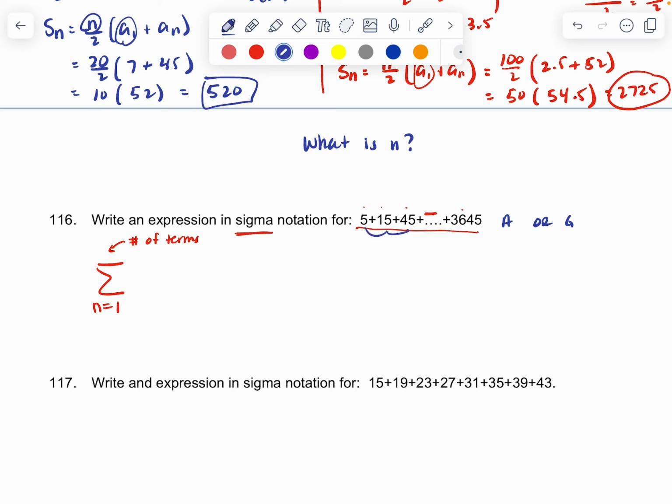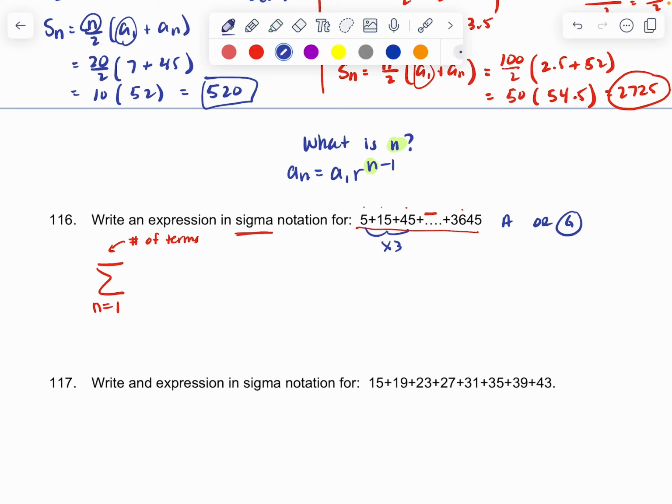Well, to go from term to term, it looks like I'm multiplying by 3. That means I'm geometric. So the a sub n formula for a geometric sequence is a sub 1 times r to the n minus 1. Remember, I'm looking for n, so I should have everything else. So let's see what I've got.